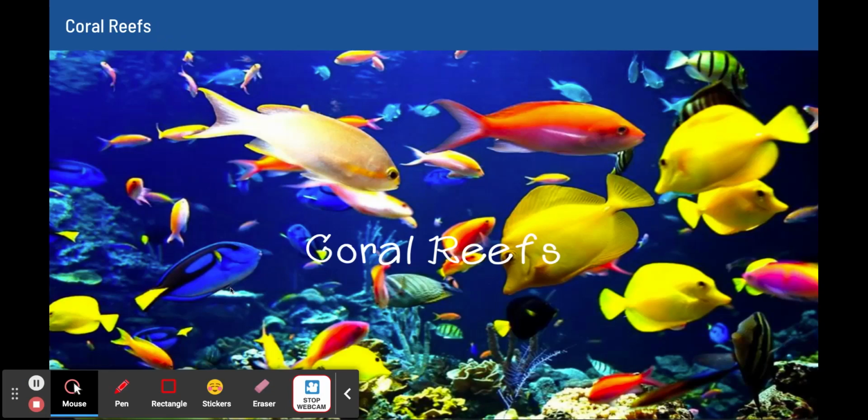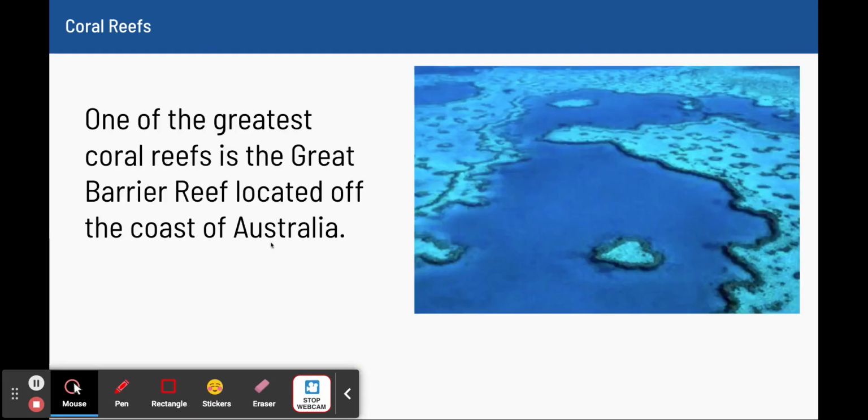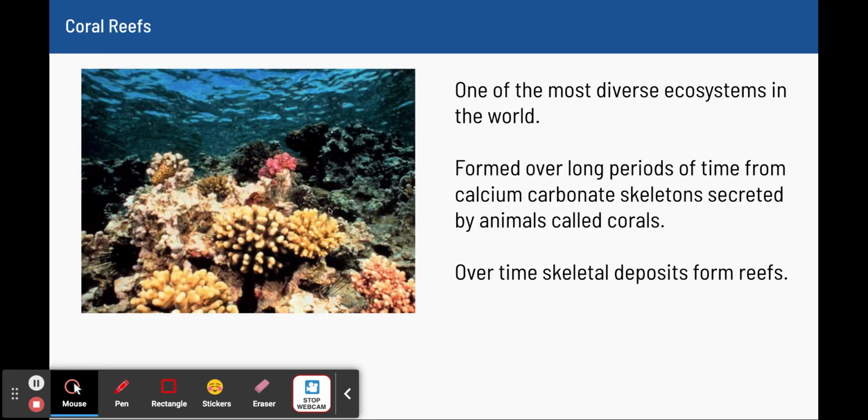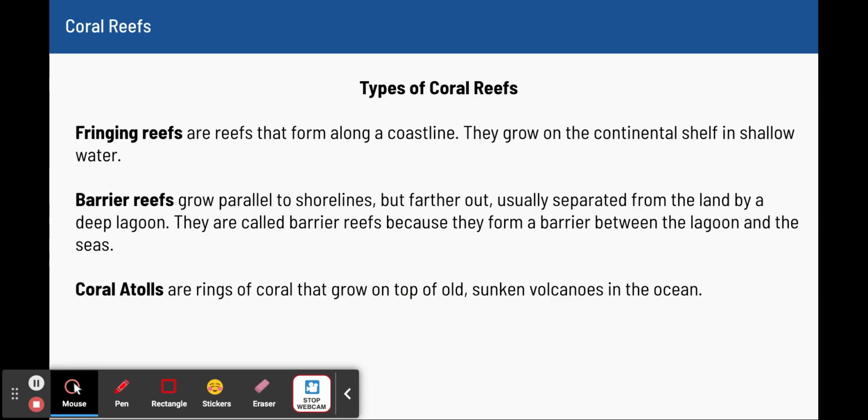Pardon me. Now let's dive into the mesmerizing world of coral reefs. These underwater marvels are not only breathtakingly beautiful, but are also crucial for Fiji's marine diversity. There are different types of coral reefs. We have fringing reefs that are formed along a coastline, barrier reefs, which grow parallel to shorelines, and coral atolls, which are basically built upon dormant volcanoes. In Fiji, they have all three different reefs growing in different areas around Fiji.